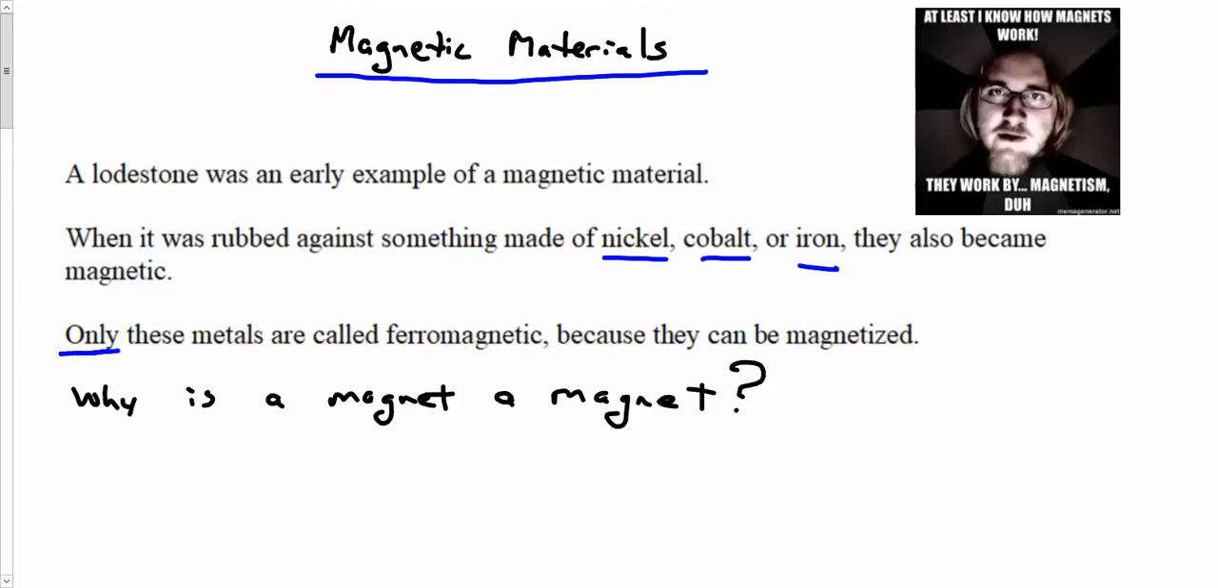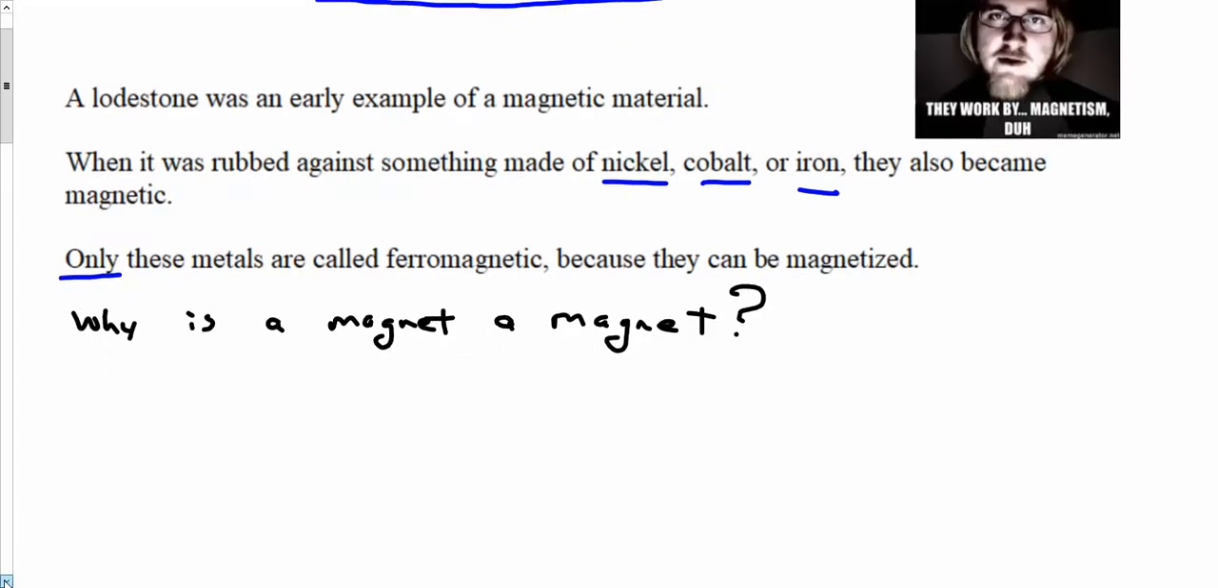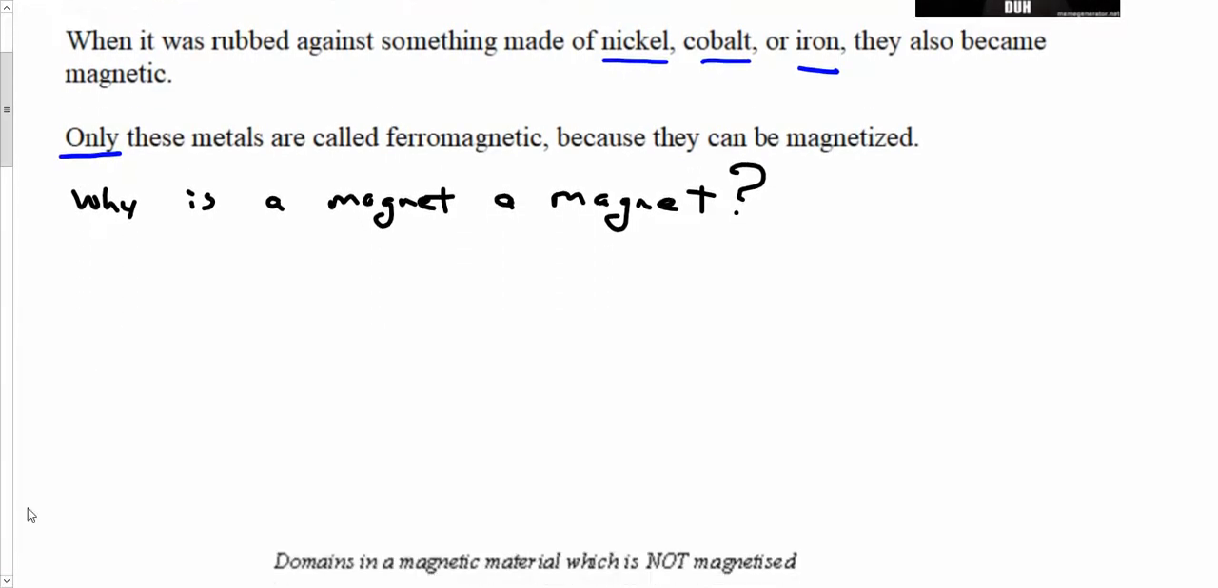Only these metals are called ferromagnetic because they can be magnetized. Aluminum, no. Any other metal you think of, no. Nickel, cobalt, and iron are special. Only they can be turned into magnets. So, why is a magnet a magnet?